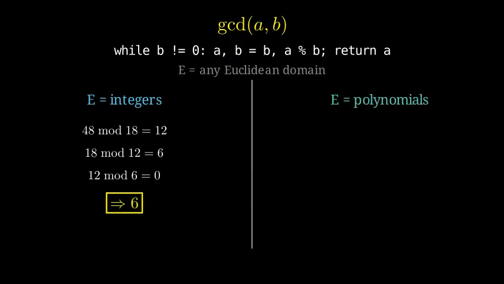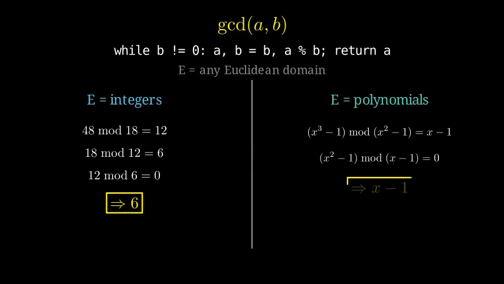On the right, a and b are polynomials, x cubed minus 1 and x squared minus 1. X cubed minus 1 is x times the difference of x squared and 1 plus x minus 1, so the remainder is x minus 1. Then x squared minus 1 is x plus 1 times x minus 1 with remainder 0. The loop ends, and the answer it returns is x minus 1.